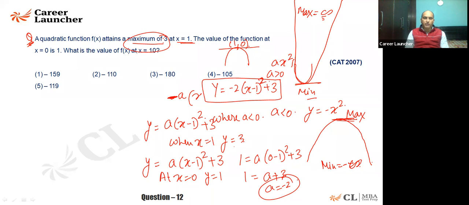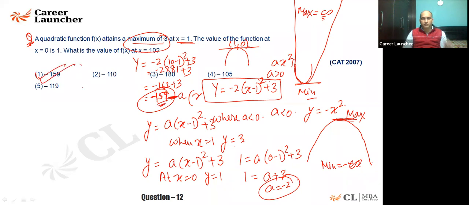Fine. What is the value of f(x) at x equal to 10? So y is equal to minus twice of (10 minus 1) square plus 3. I'll say minus twice of 9 square, which is 81, plus 3. It is minus 162 plus 3, which is equal to minus 159. So the value of this is coming out to be minus 159 here. So the answer is option number first. Is it fine, everyone there?